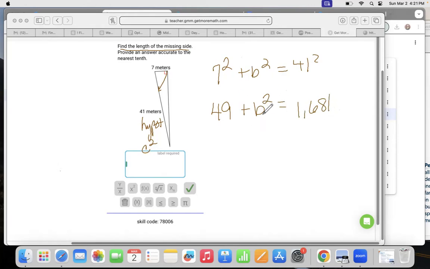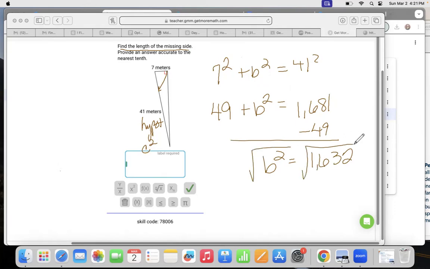Got to get the b by itself by subtracting 49. So the subtraction property of equality gets me b squared equals 1,632. And again, b is not by itself yet. It's squared. The inverse of that, the opposite, is a square root. So we square root that, and it gets us b equals 40.398. And it wants the nearest tenth.